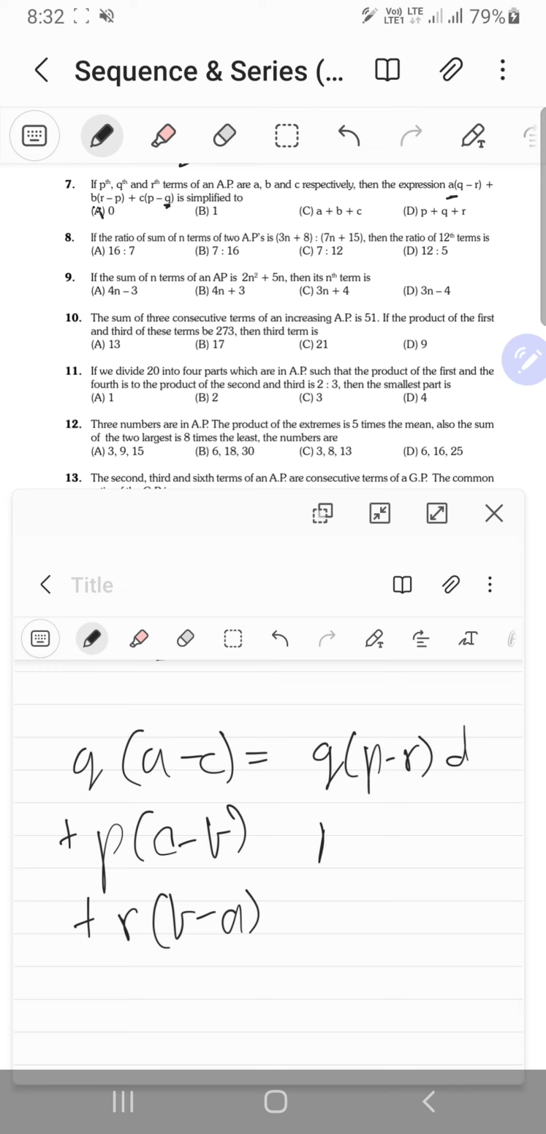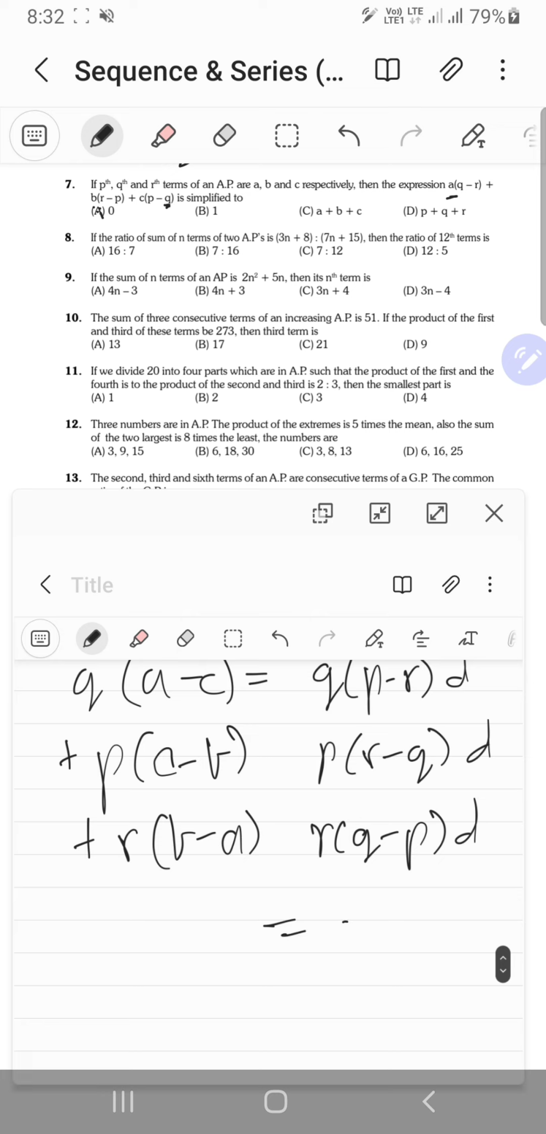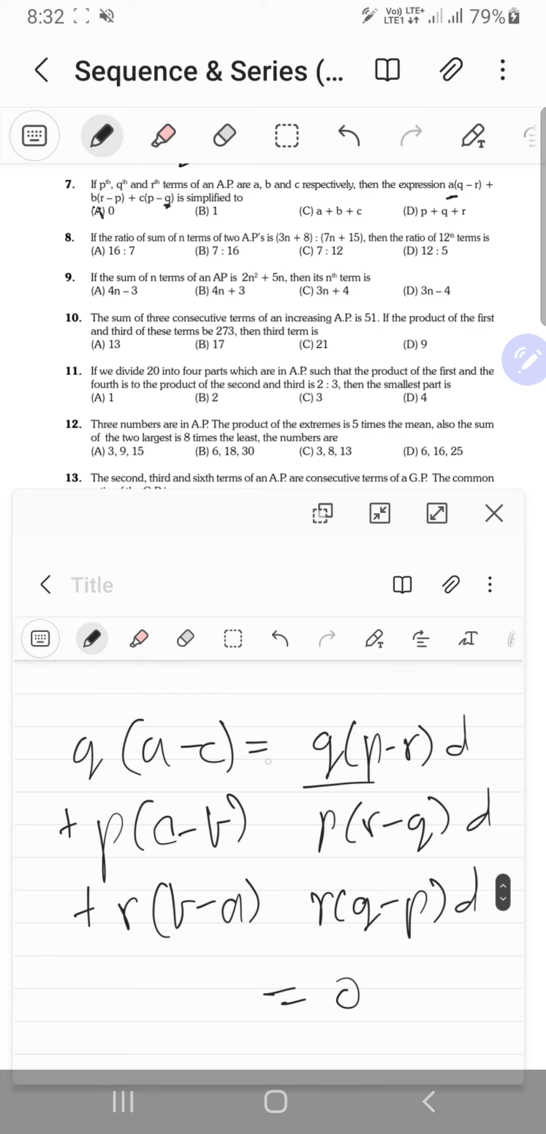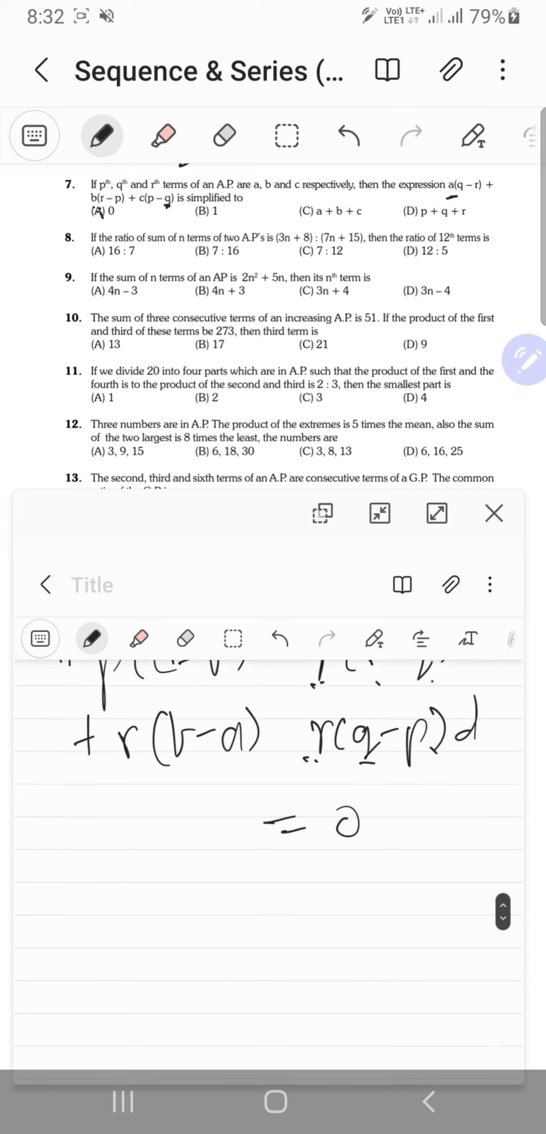This thing will be p times, what's this, r minus q times d. And this will be r times q minus p times d. And as you guessed, it is just going to turn out to be 0, because these terms will get cancelled, like this: pq will get cancelled with this pq, and then minus qr will get cancelled with this qr, and then rp will get cancelled with this rp, and yeah, it will be 0.